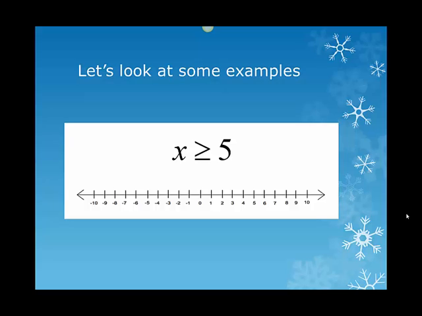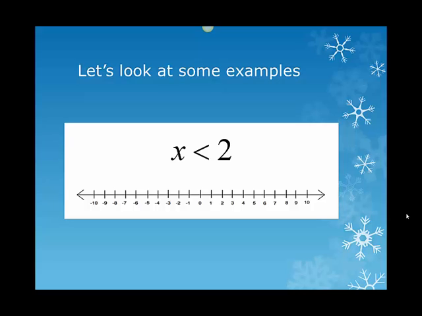So let's go ahead and look at some examples. Here we have the inequality x is greater than or equal to 5. First thing I look at, I see that it has an equal to piece, so I know it's going to be a closed circle at 5. Next thing I'm going to look at is the direction. Since it's greater than or equal to, I know I'm going to shade the side that goes to the right, because all those numbers over there are greater than or equal to 5.